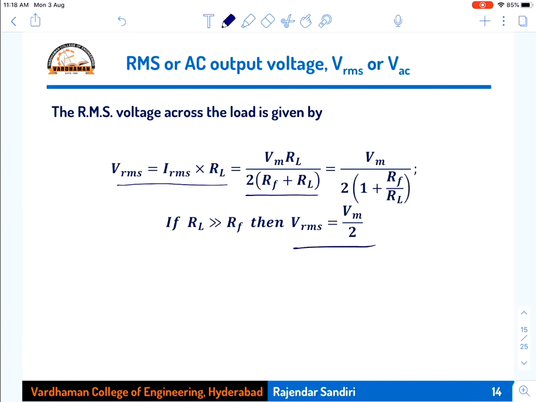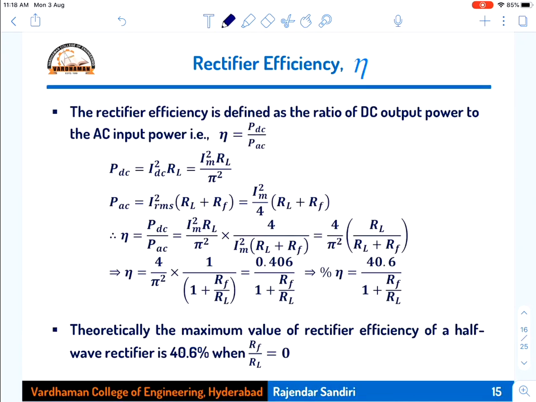Next, the fifth parameter: rectifier efficiency. Rectifier efficiency is defined, as I already told, as the ratio of DC output power. Output is DC for a rectifier, and input is AC, so AC input power. Now I will take the ratio of the powers. If we want to calculate power, we already have the currents and voltages, or the relationship between current and load, or voltage and load, so we can use those power relationships.